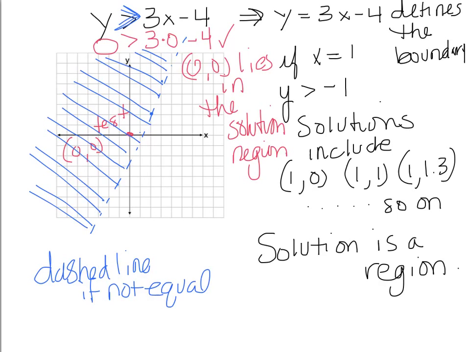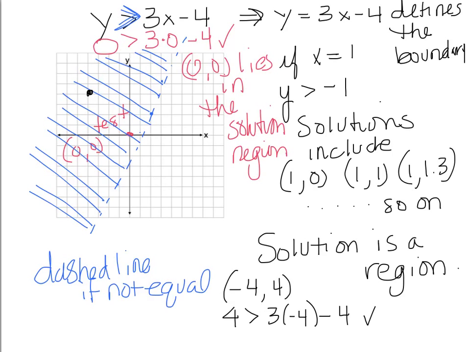Let's just test it and see if it worked. Let's pick a point and test it. Here's a point that lies in my solution region. That point, negative 4, comma 4, should make this original inequality a true statement. So is 4 greater than 3 times negative 4 minus 4? Well, that's certainly true. So we've kind of just double checked that things are working. So as I said, there's an infinite number of solutions in that region.